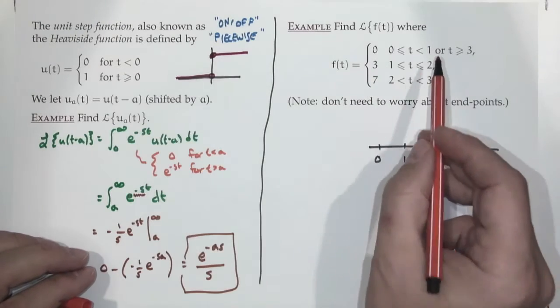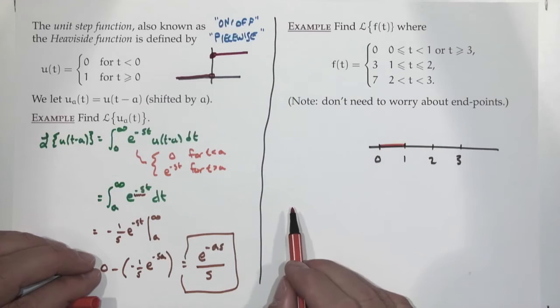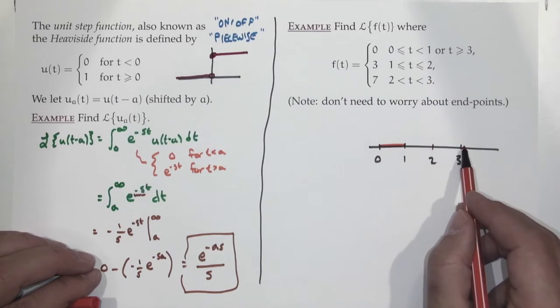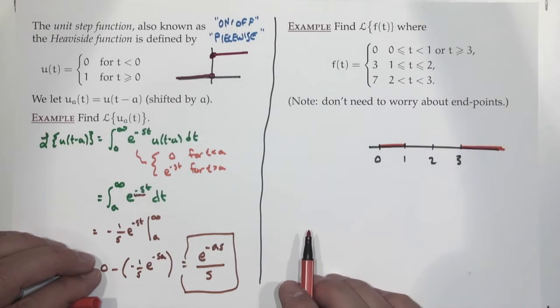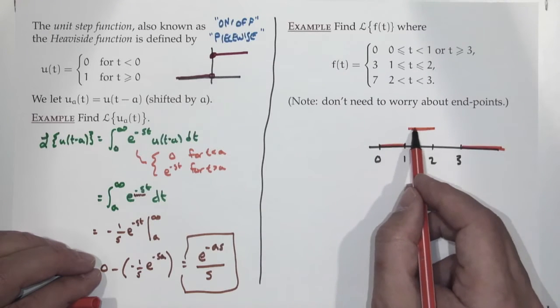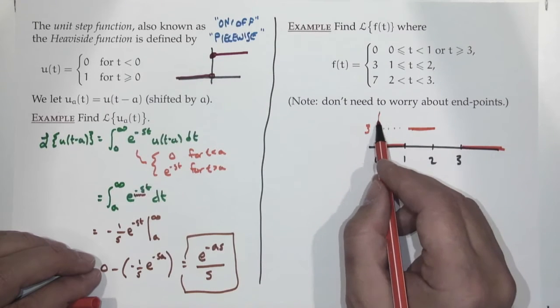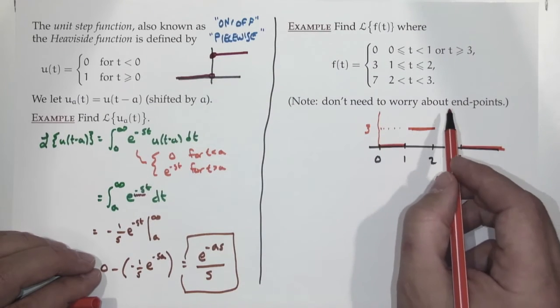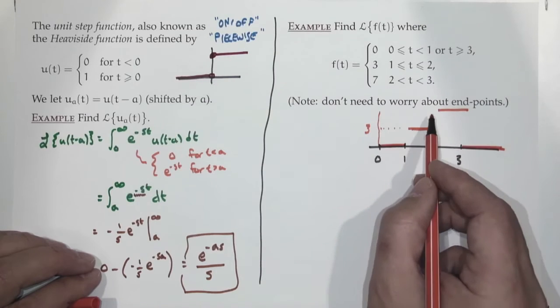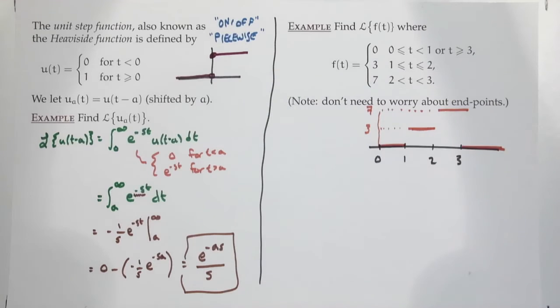Now, between 0 and 1, it's 0. It's also 0 if we're above 3, great. We're at 3 between 1 and 2. Okay, so here, this will be 3. And then we're at 7 between 2 and 3. Okay, so there's our picture. We're taking a few steps up and then back to 0 again.